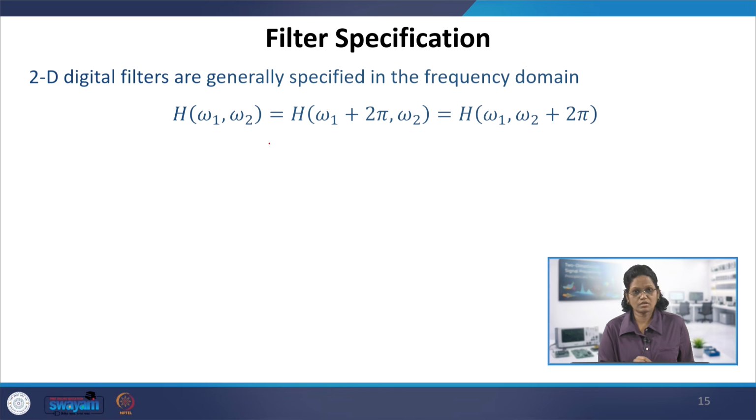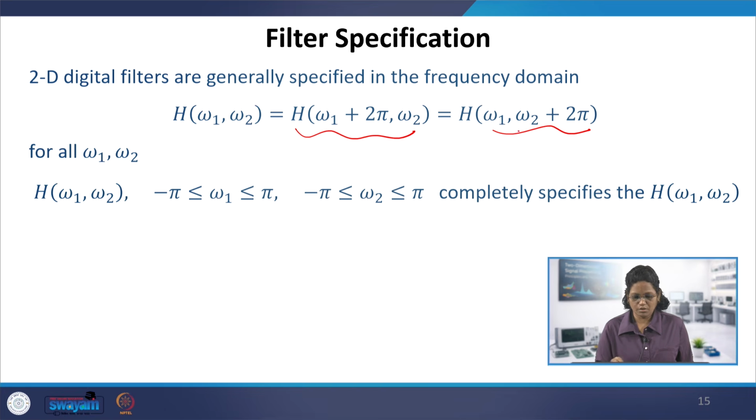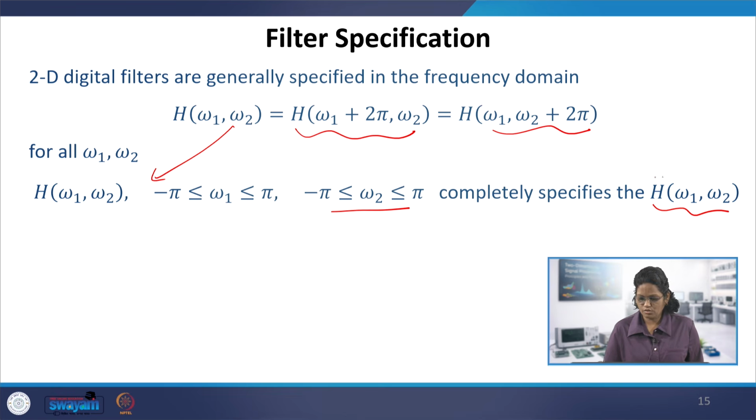So H of omega 1, omega 2 is equal to H of omega 1 plus 2 pi, omega 2 comma omega 1, omega 2 plus 2 pi. So this should be known for all omega 1 and omega 2. That means you can note the 2 pi periodicity in the frequency domain, plus 2 pi here and plus 2 pi here, in both the omega 1 and omega 2 directions. And if we just take omega 1 from minus pi to plus pi and omega 2 from minus pi to plus pi, it completely specifies this frequency response. So it is sufficient to have only this portion.